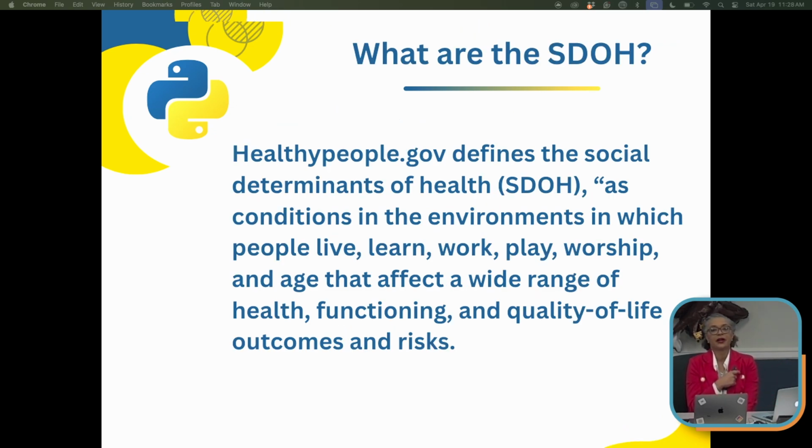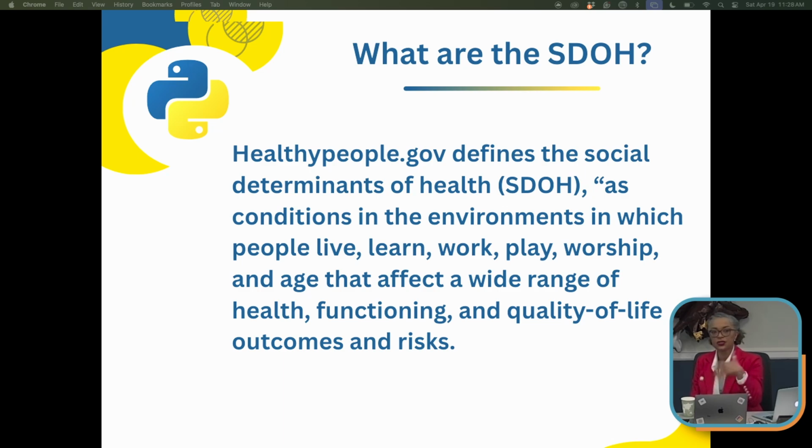Okay, so healthypeople.gov defines social determinants of health, SDOH, as conditions in the environments in which people live, learn, work, play, and worship, and their age, that can affect a wide range of health, functioning, and quality-of-life outcomes and risks. All right, moving on. Now, let me just stop right here for a second.